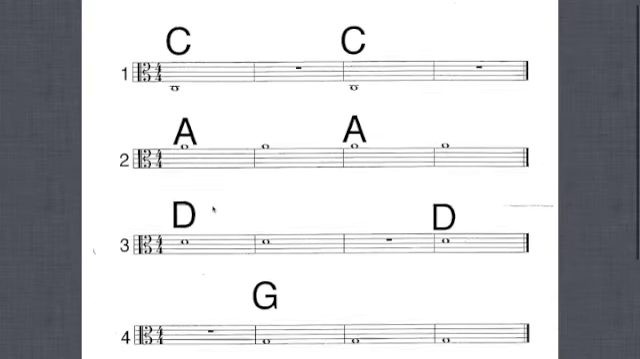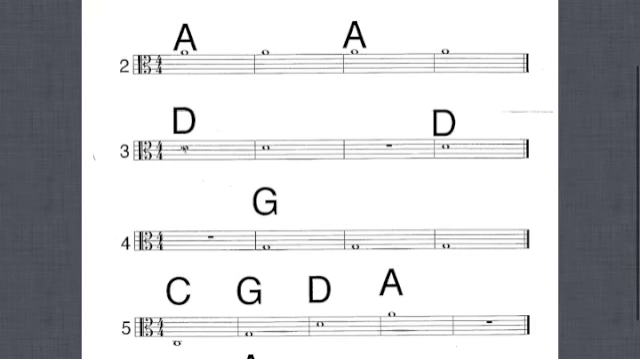So if we look at line 3, for example, we've got a whole note D, another whole note D, and then this is a whole rest. You can tell it's a whole rest because it's hanging under the line. And then it ends with another whole note D. You would play it like this. D, 2, 3, 4. D, 2, 3, 4. Rest, 2, 3, 4. D, 2, 3, 4.